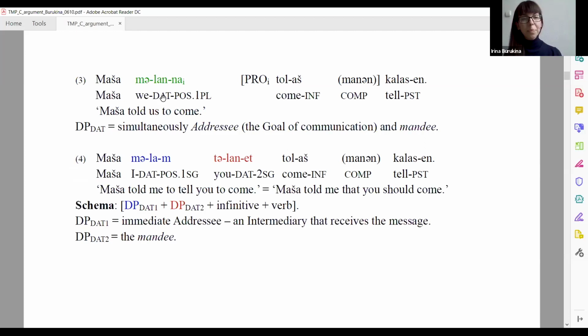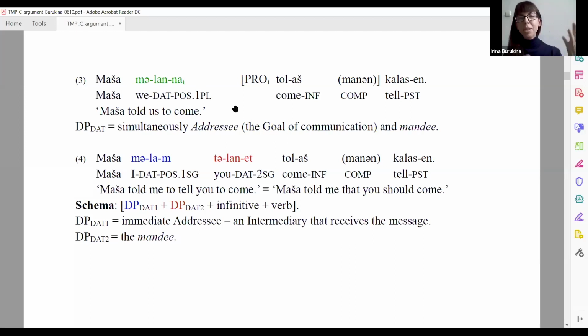So we have here the speech-act verb kalasash, to tell. And Mari is a head final language, so the lexical verb is always going to be at the right edge of a clause. And this lexical verb takes a dative dependent, the addressee, melanna, and it also embeds this non-finite clause with an optional complementizer manen. And so the reading here is Masha told us to come, which is an order basically, so we should come. And the dative DP here is interpreted simultaneously as the addressee, the goal of communication, and the mandi.